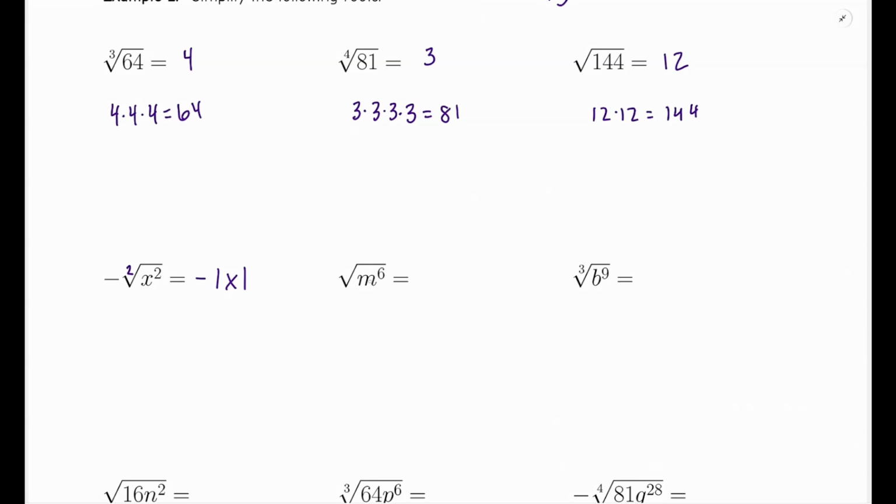The square root of m to the sixth. Now, you can either write this as the absolute value of m cubed, or the absolute value of m quantity cubed. The third root of b to the ninth, that will be b cubed. Now, the reason why I don't need absolute values here is because this is odd and not even. And why is it b cubed instead of b to the sixth? Well, that's because b cubed times b cubed times b cubed, so again we got it 3 times, is b to the ninth.